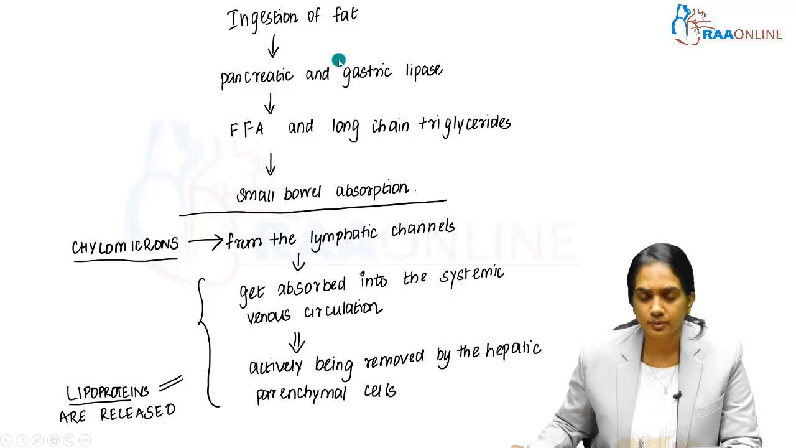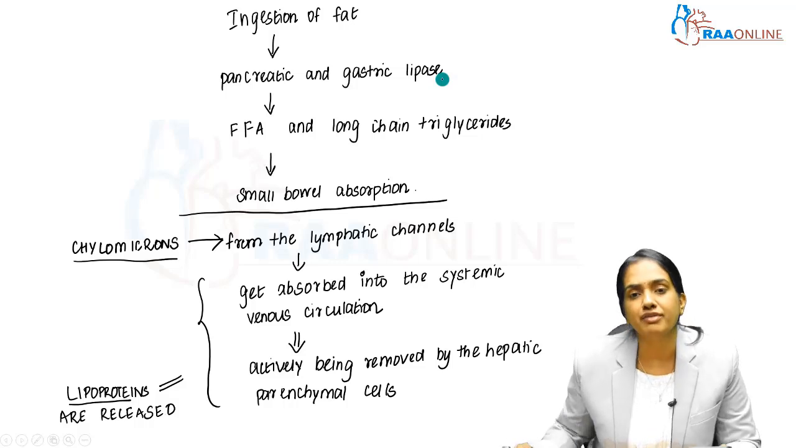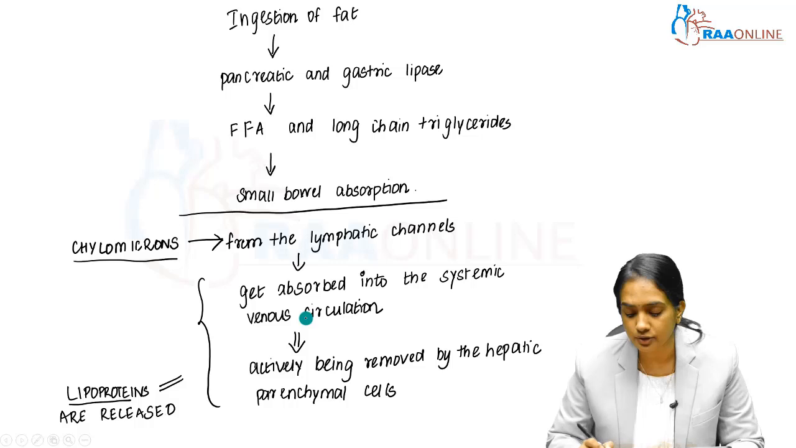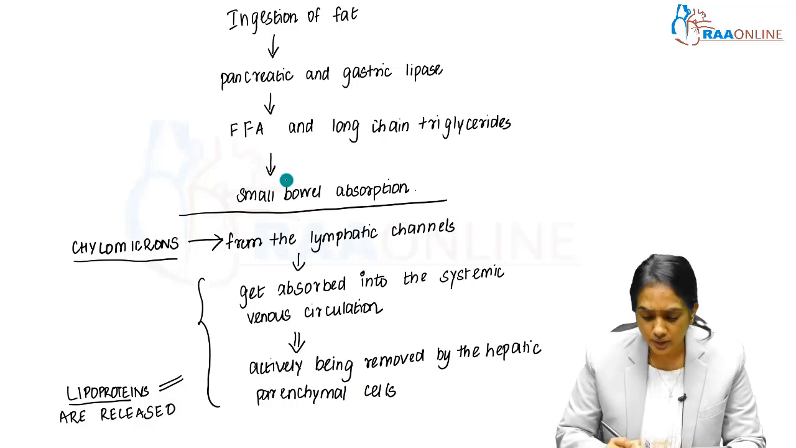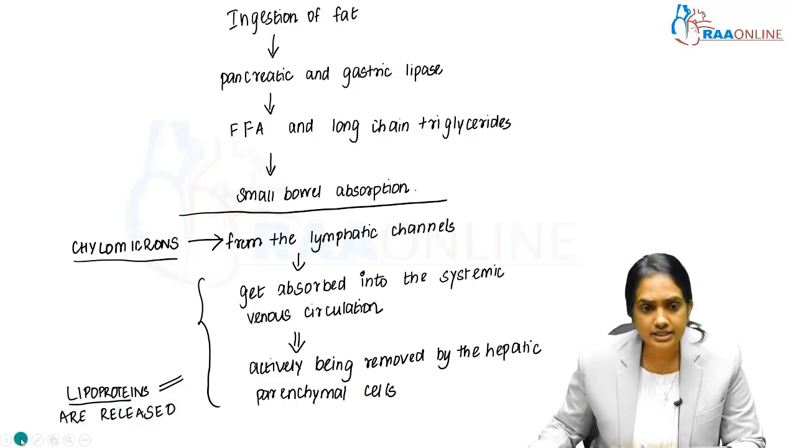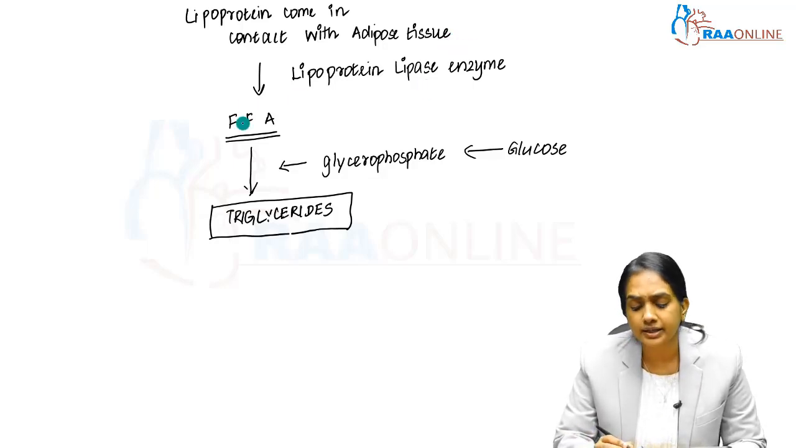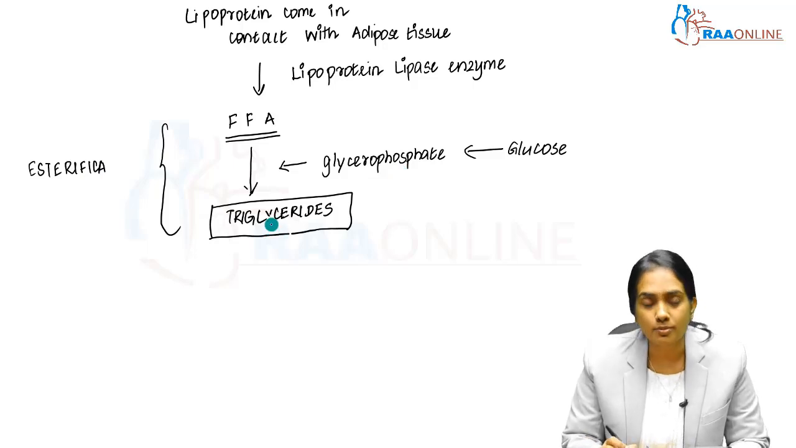So we'll again revise from the first. Whenever you ingest fat, it will be broken down by the pancreatic and gastric lipase, and free fatty acids and long chain triglycerides will be released and actively absorbed from the small bowel. Meanwhile, chylomicrons from the lymphatic channels get absorbed into the systemic venous circulation and are actively removed by the hepatic parenchymal cells, and during this process lipoproteins are released. When this lipoprotein comes in contact with the adipose tissue, with the help of lipoprotein lipase enzyme, it gets broken down into free fatty acid, and this free fatty acid is esterified, a process called esterification. They are esterified with glycerophosphate to form triglycerides.